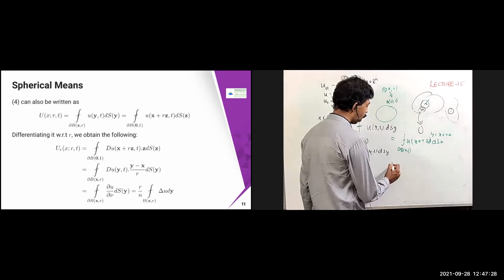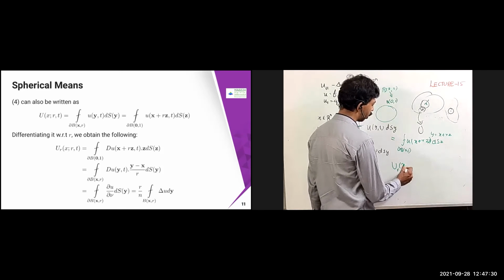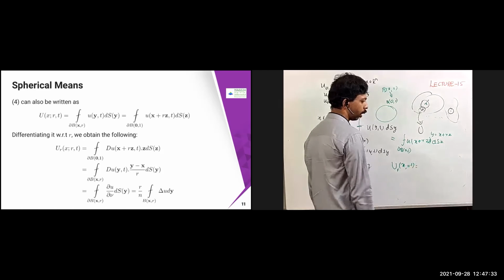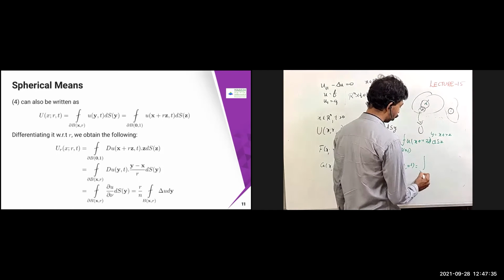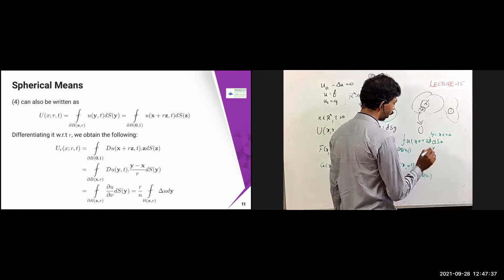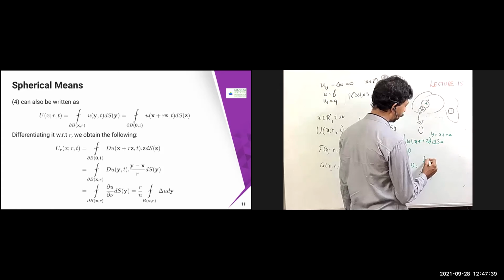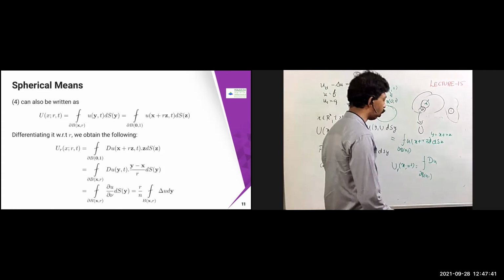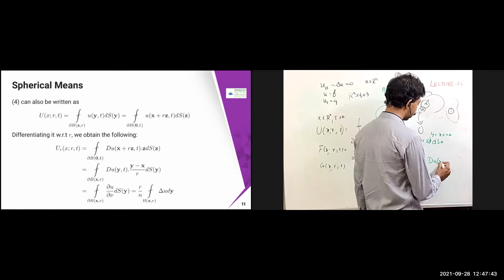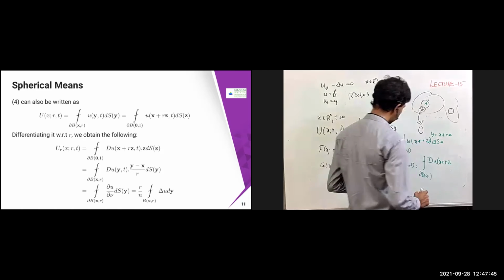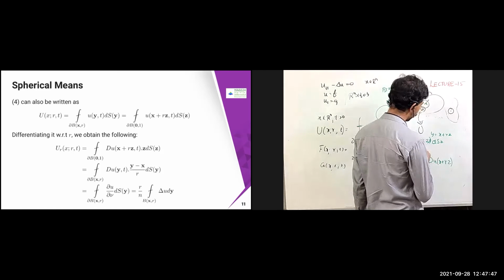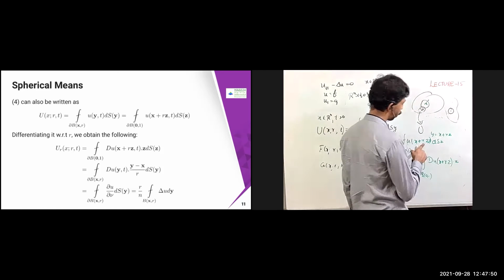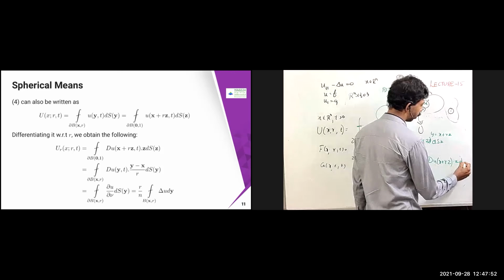Therefore, what is my u_r going to be? u_r of x comma r comma t is going to be, once again, over B of 0 comma 1, the derivative of u at x plus rz with respect to r. I'm differentiating with respect to r, therefore z is going to come, because rz is there, times the gradient of u.